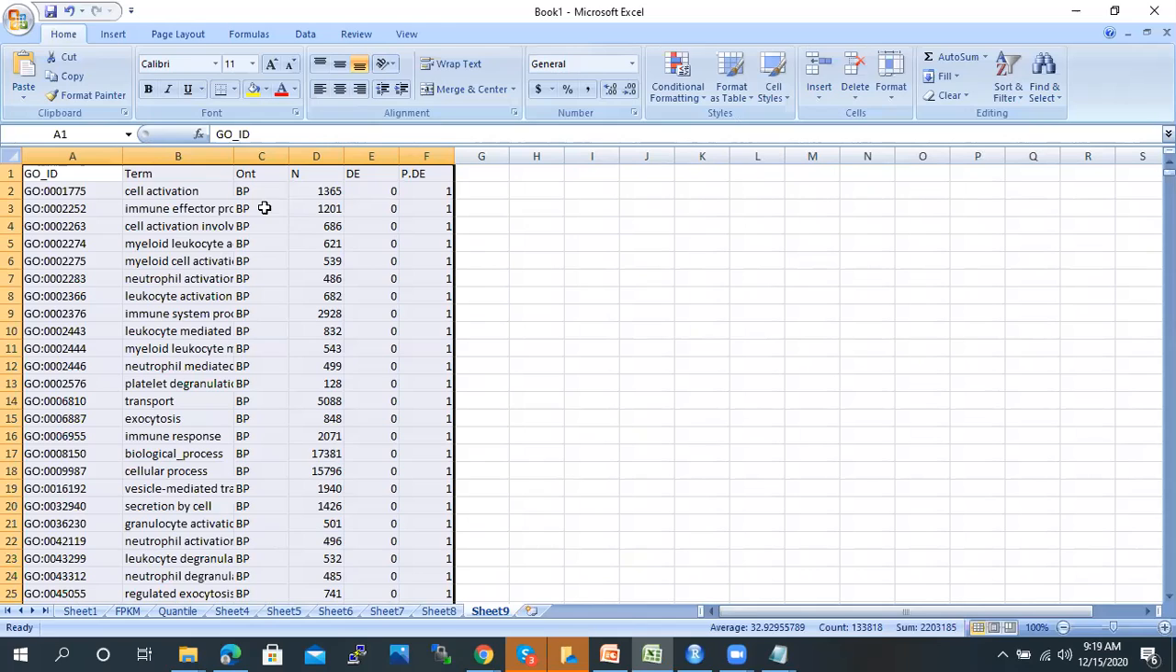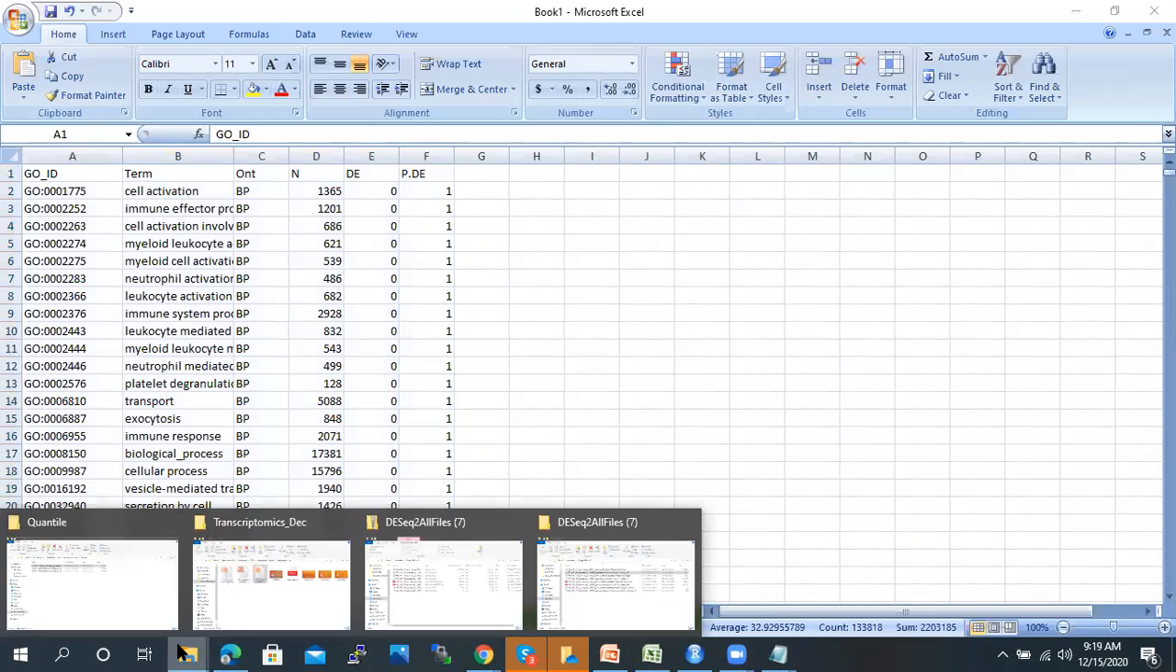Like biological processes, cellular components, and molecular functions. If you are a biologist, you must be familiar with these terms. Gene ontology terms, that is molecular function, biological processes, that is represented with BP. CC means cellular component. So this is another output that you can obtain, showing the different gene ontology terms associated with the significant genes.